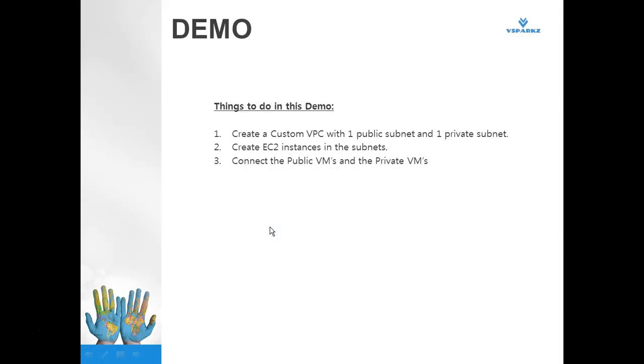Let us see a demo. The things that we are going to do in this demo are: we are going to create a custom VPC with one public subnet and one private subnet. Then we are going to create EC2 instances in the subnets. For example, we are going to create one EC2 instance in the public subnet and another EC2 instance in the private subnet. In the third step, we are going to connect to these VMs from the local machine.